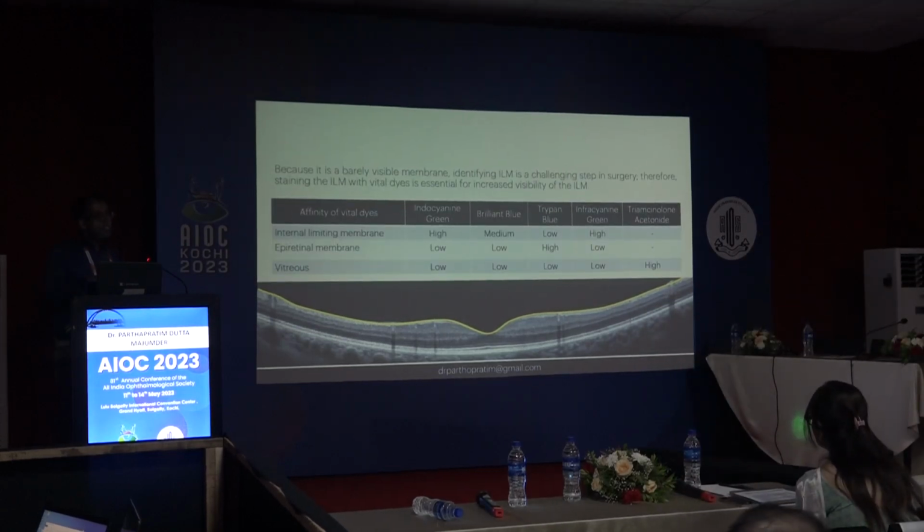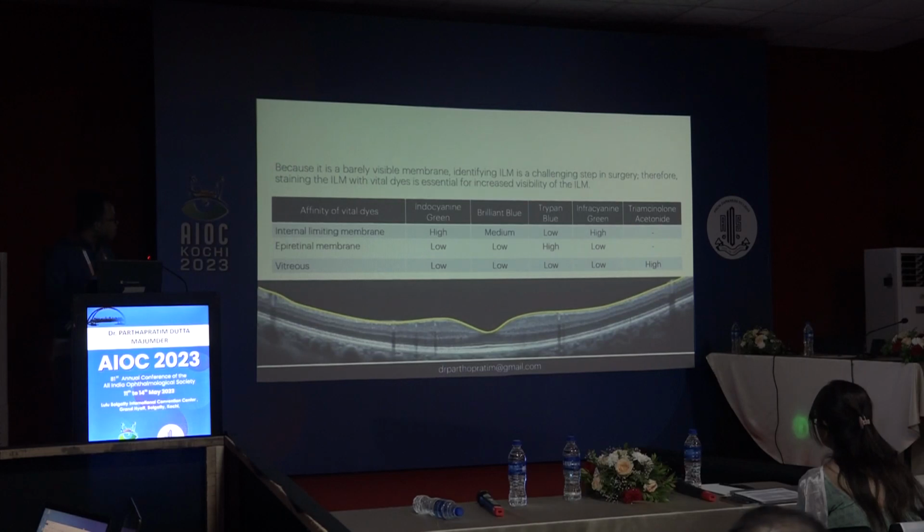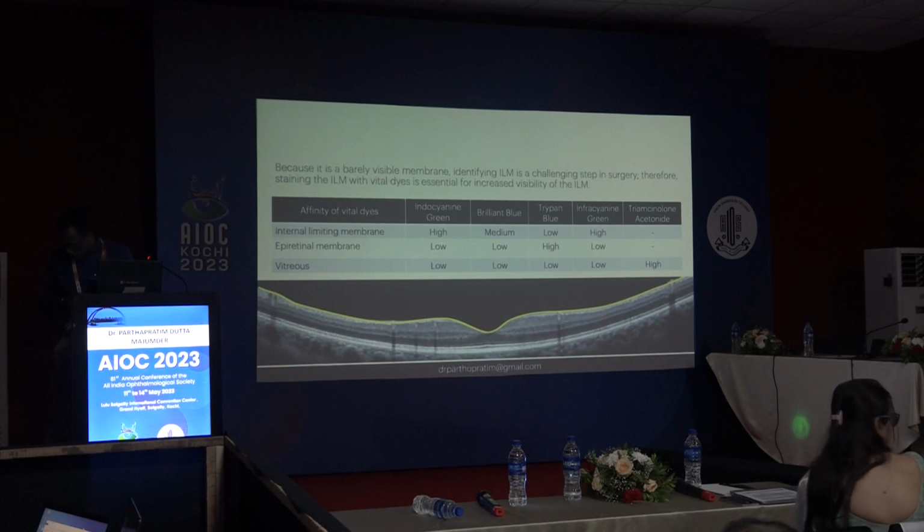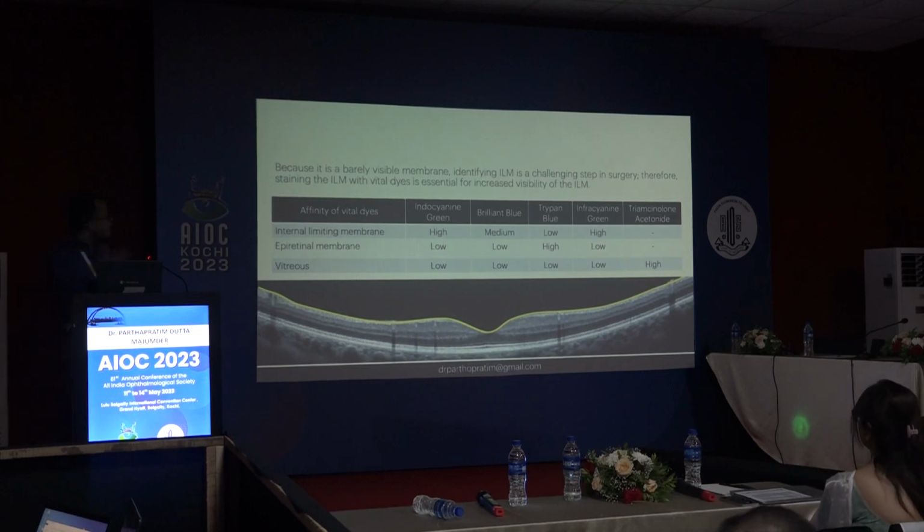Now there are various dyes which are used for the staining of the internal limiting membrane while doing the surgery. Like the indocyanine green we have, and then we have trypan blue, we have brilliant blue. So you have to remember all these dyes.